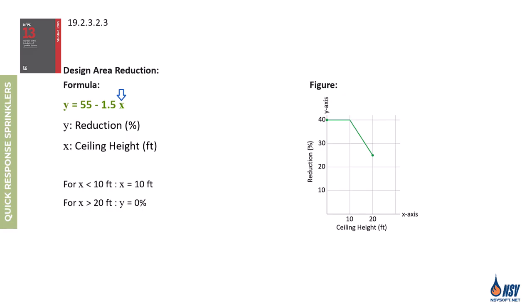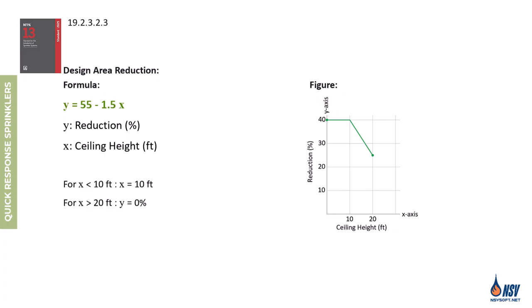As already mentioned, when the ceiling height exceeds 20 feet, no design area reduction is permitted. In other words, the reduction percentage becomes 0, and we must use the full design area specified in the NFPA 13 table. In the figure, the horizontal axis, or x-axis, represents the ceiling height in feet, while the vertical axis, or y-axis, shows the percentage reduction to the design area.